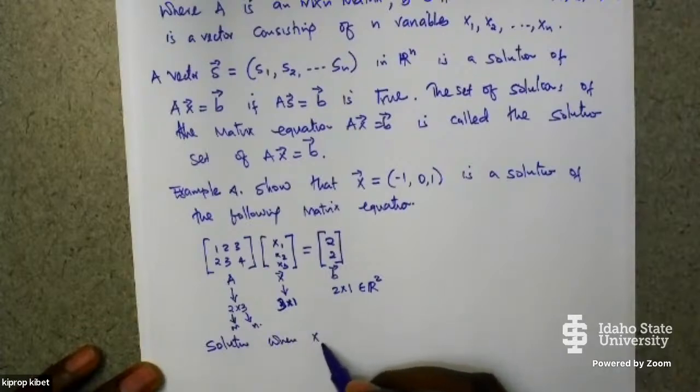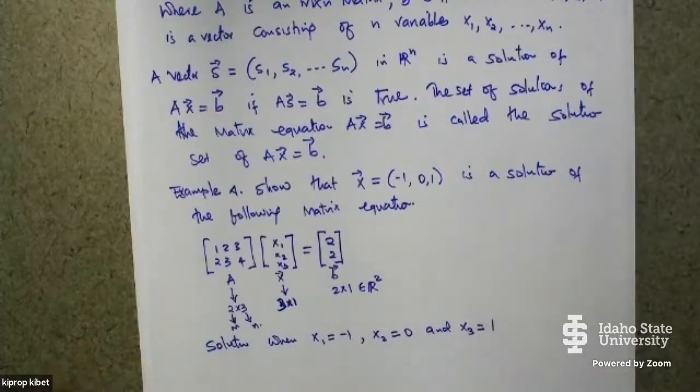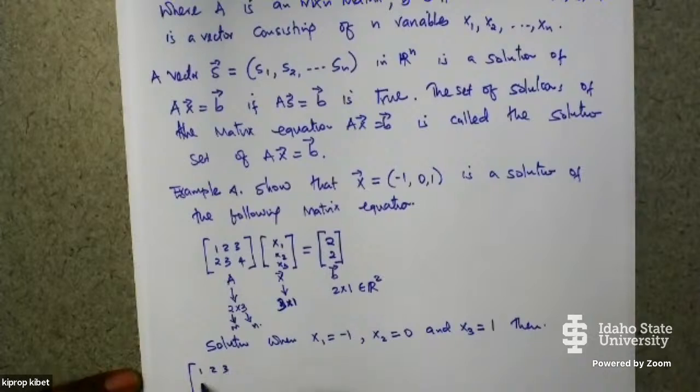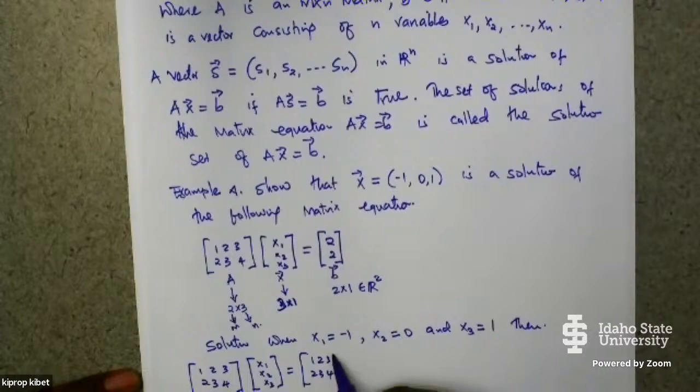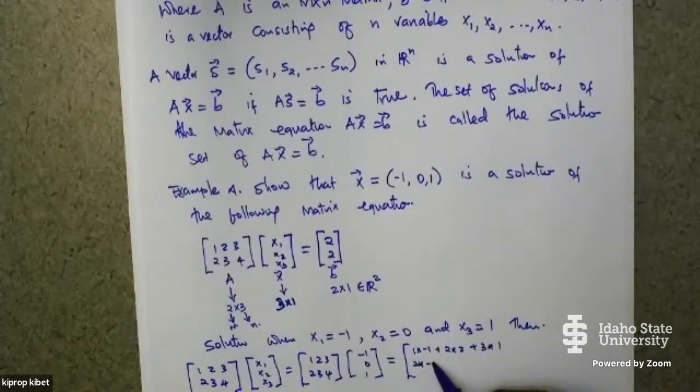Now, when X1 equals -1, X2 equals 0, and X3 equals 1, then the matrix 1, 2, 3, 2, 3, 4 multiplied by -1, 0, and 1 is the same, using the row vector rule, as 1 multiplied by -1 plus 2 multiplied by 0 plus 3 multiplied by 1, and then 2 multiplied by -1 plus 3 multiplied by 0 plus 4 multiplied by 1.